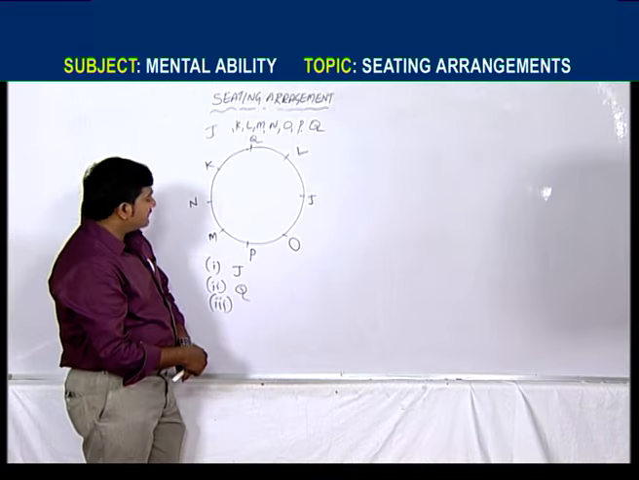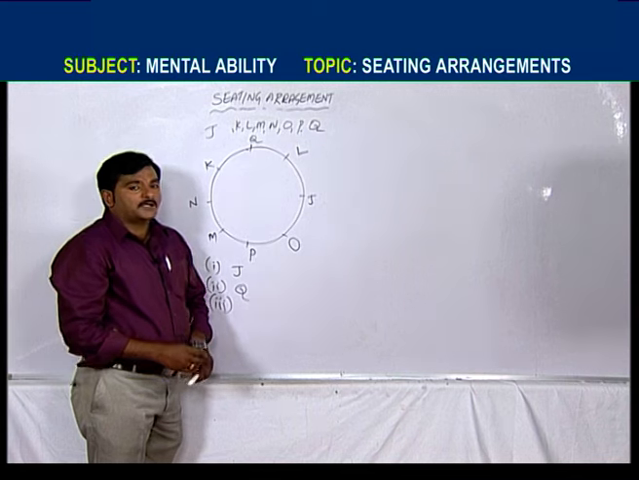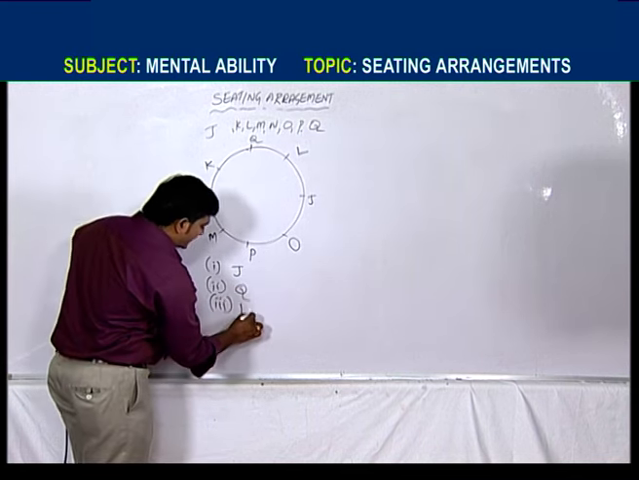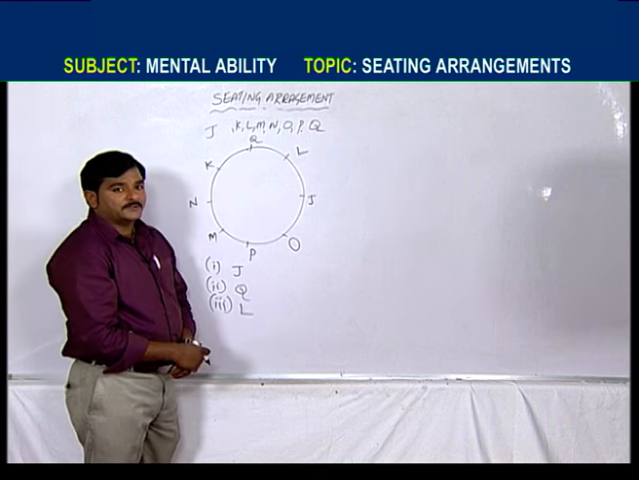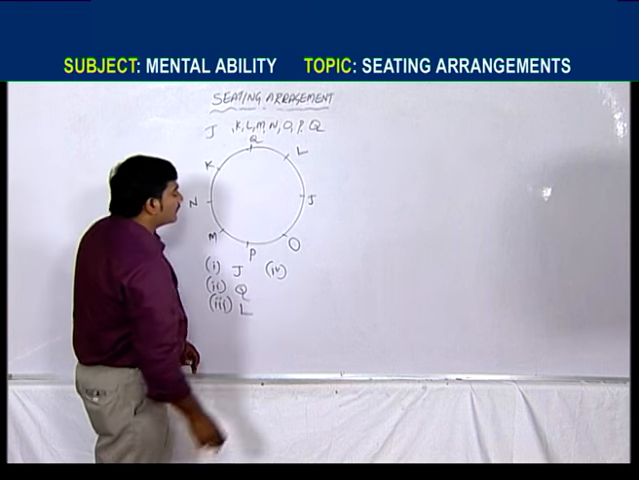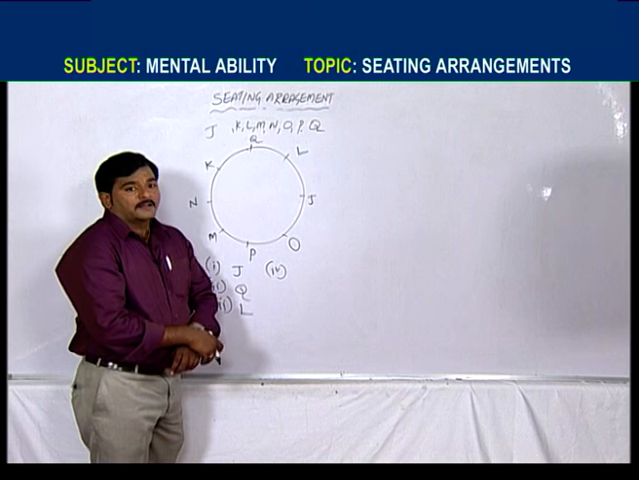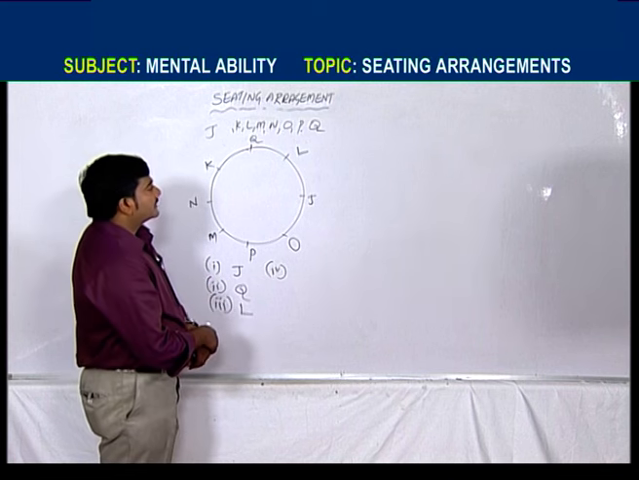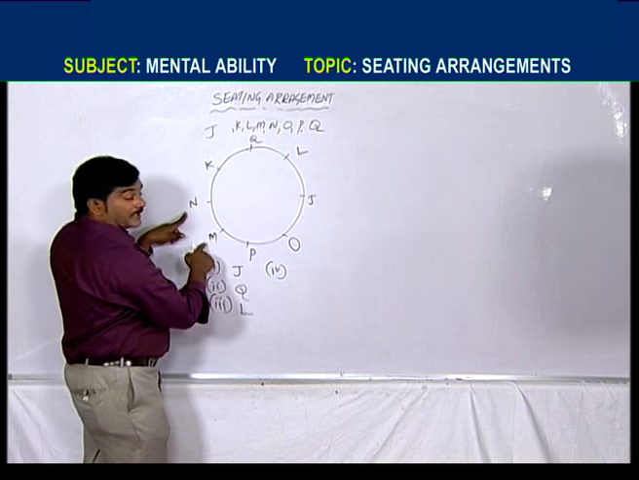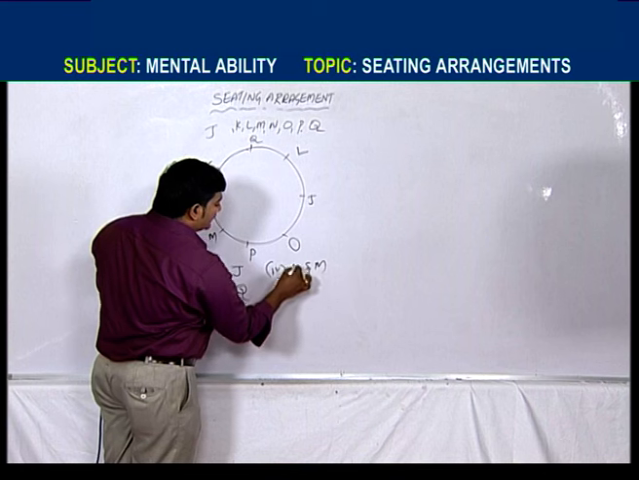Third question, just have a look. What is the third question? Who is third to the right of P? The answer is L. L is the third to the right of P. It is very clear. So now the fourth question. What is the fourth question? N sits in between whom? N is sitting in between whom? K and M. The answer for the fourth question is K and M.